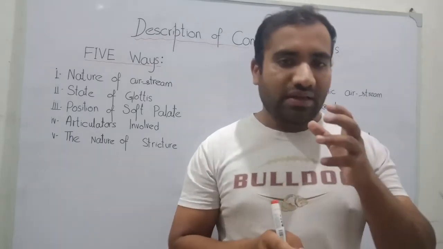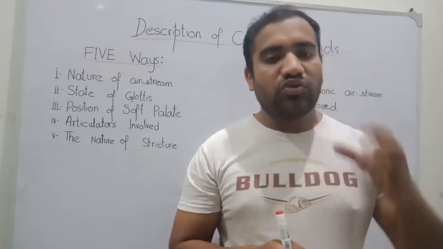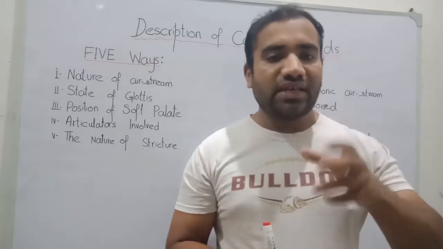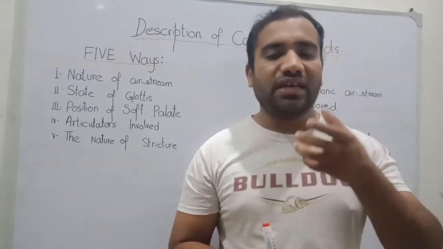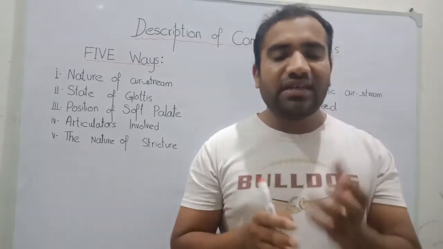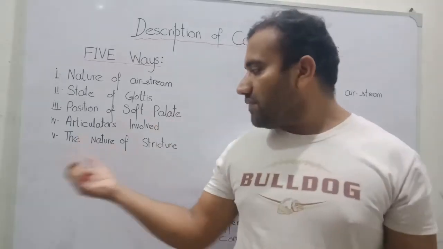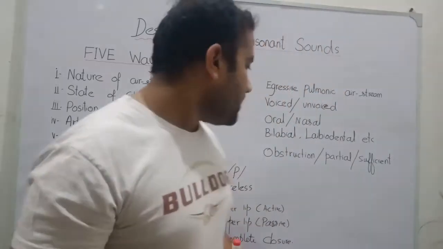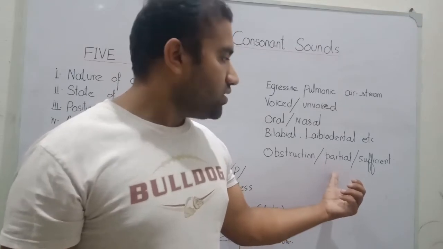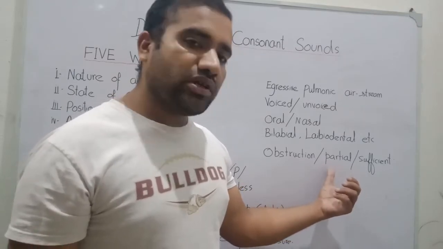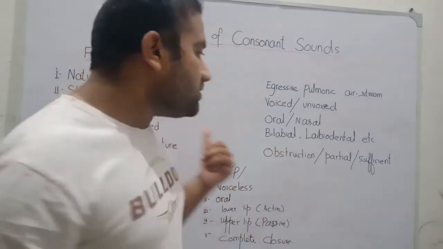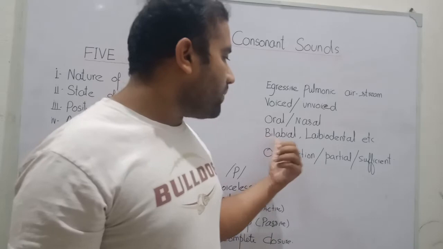Either you compress the air, you stop the air, you release the air slowly, you release the air abruptly, or you release the air partially, and these are the nature of the structure. And how? This can be obstruction, partial obstruction, closure, partial closure, or sufficient closure. And if we name the articulator involved, we can say bilabial.